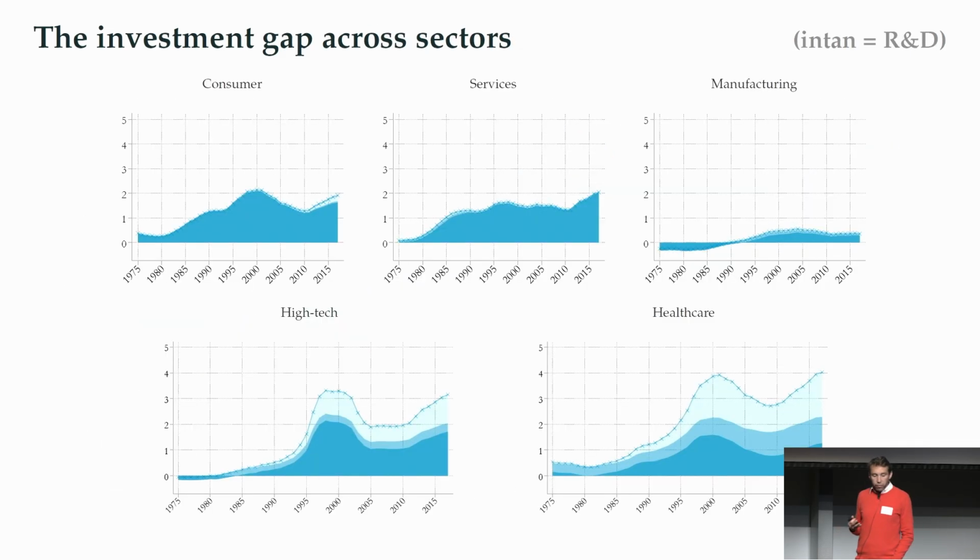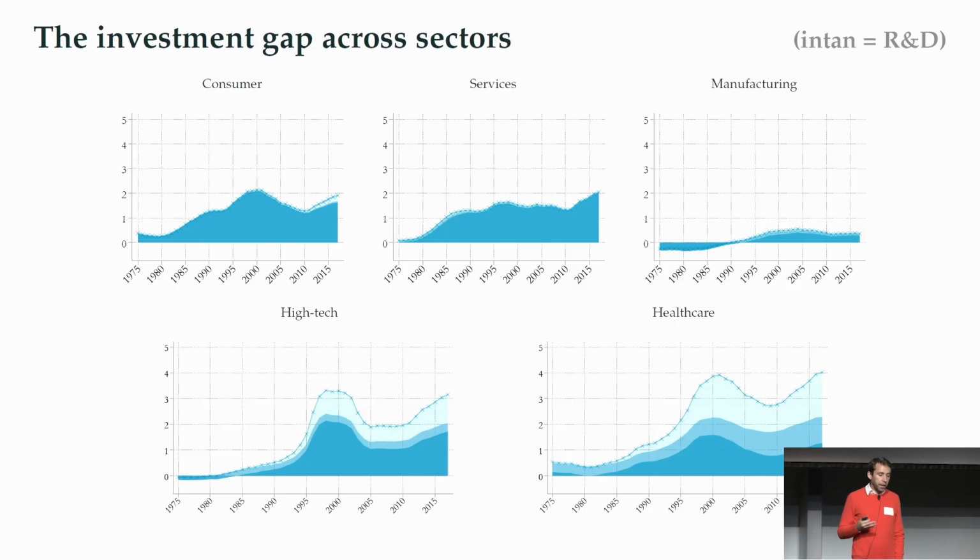Okay, so now disaggregating things. I'm going to start very simple. I'm going to disaggregate this across 5 sectors: consumer, services, manufacturing, high tech, and healthcare. This is an exhaustive classification of the sample that I showed you before. And what you're seeing here is the same decomposition, just sector by sector.